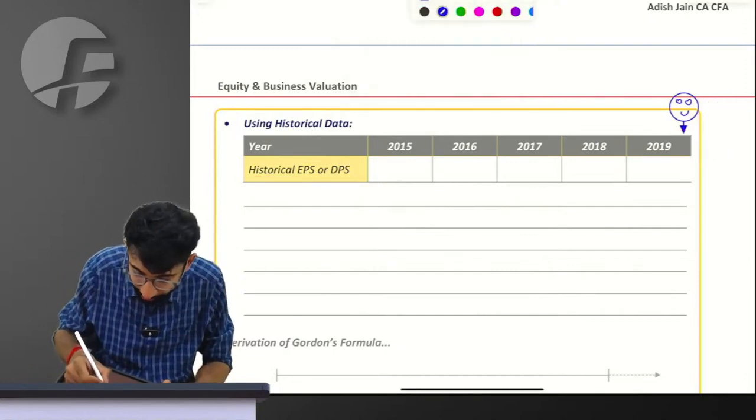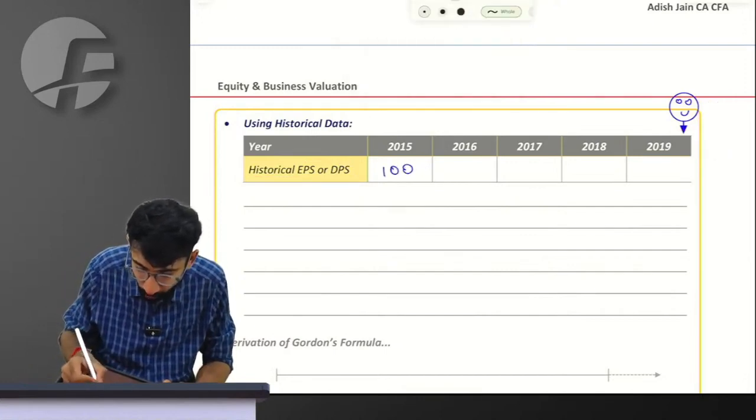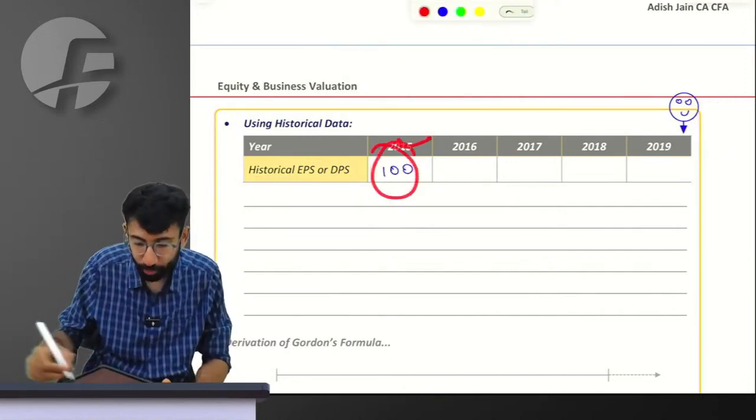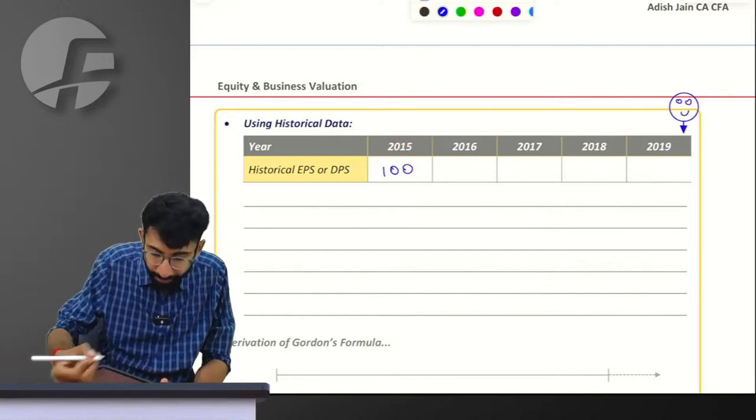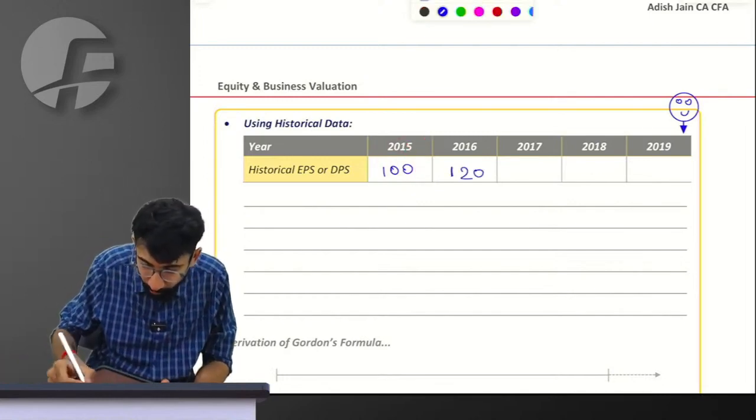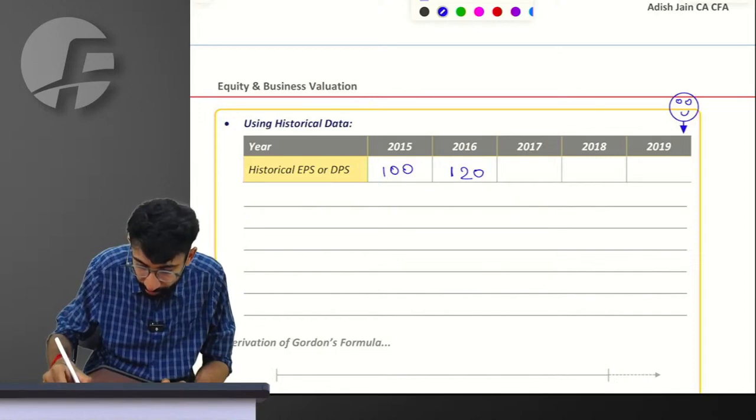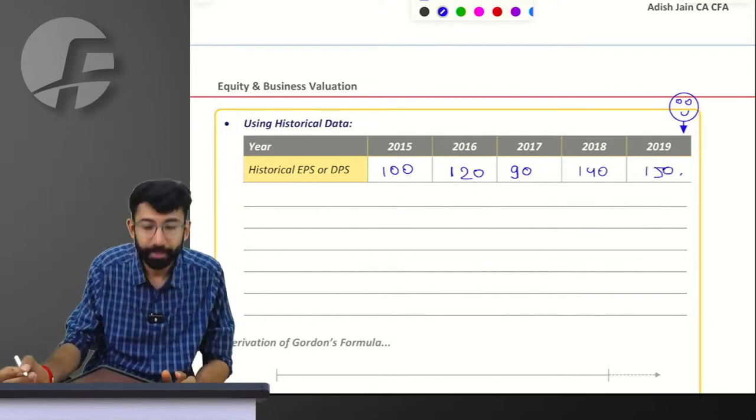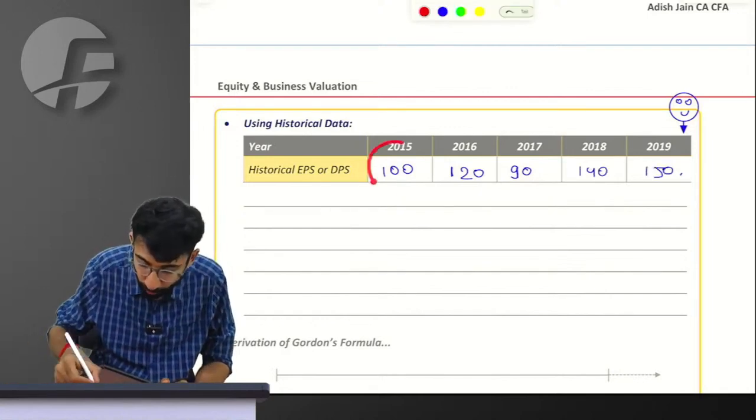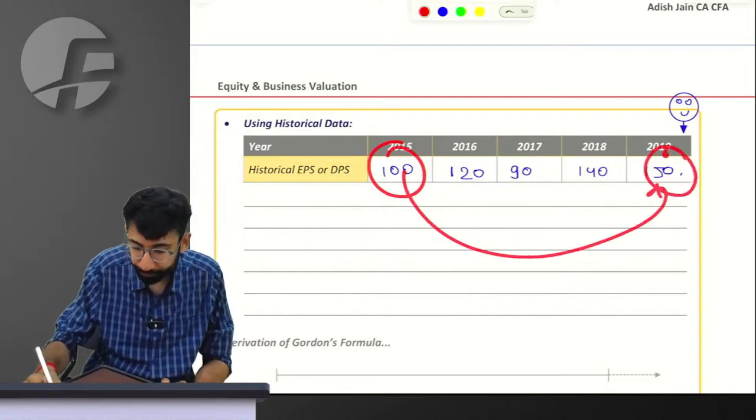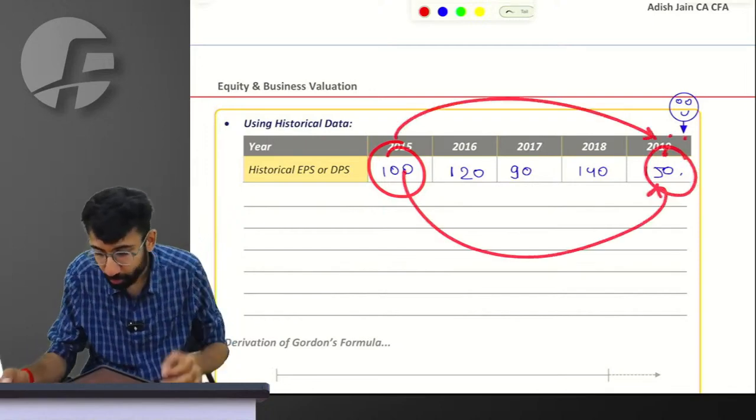Let's assume that at the end of 2015, the amount of dividend which you distributed was rupees 200. In 2016, you distributed 120 rupees dividend. In 2017, you distributed 90 rupees dividend, then 140 rupees dividend, and then 150 rupees dividend. This is how the journey of dividend was from 2015 to 2019.